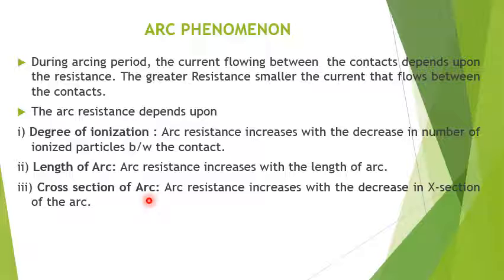So that's why when a short circuit takes place, a heavy current is going to flow between the contacts of the circuit breaker. Once the contacts separate, the contact area decreases rapidly. So the cross section area of the arc has to be decreased. Then only the arc resistance can be increased.